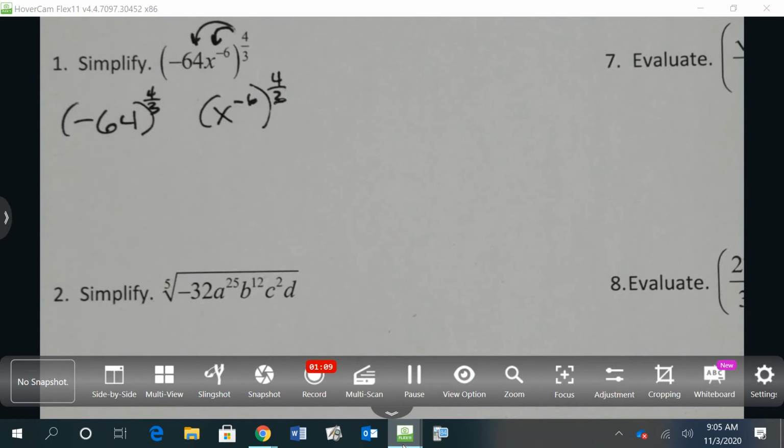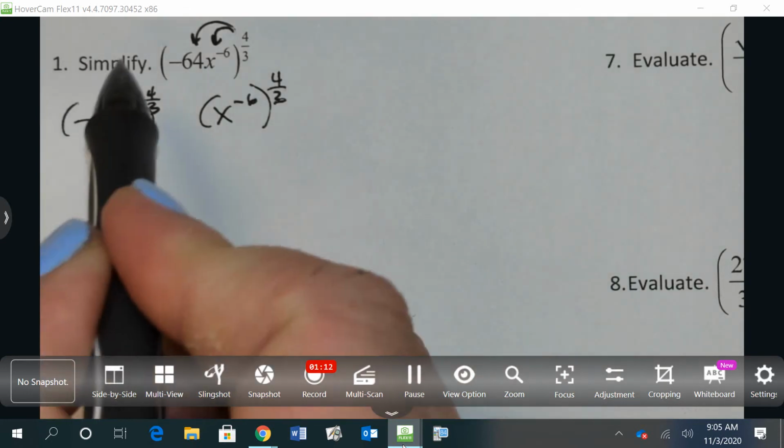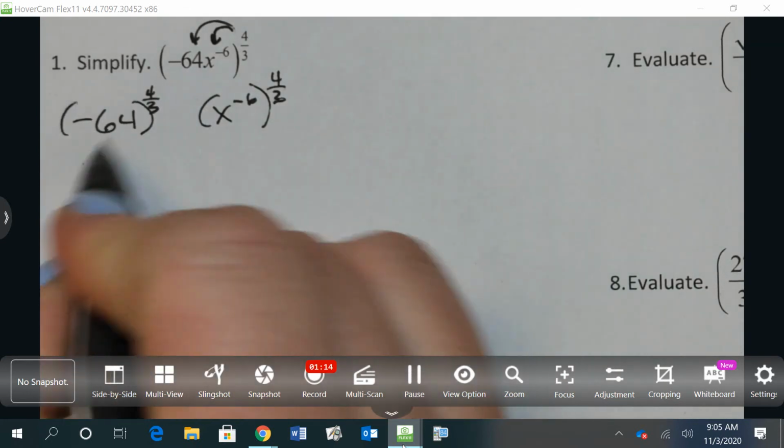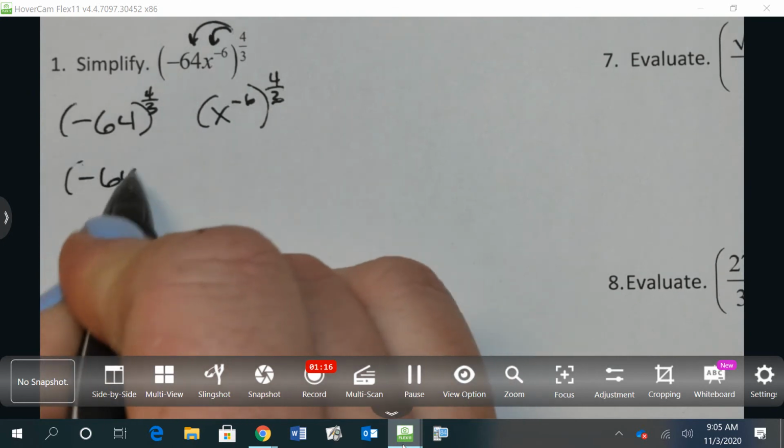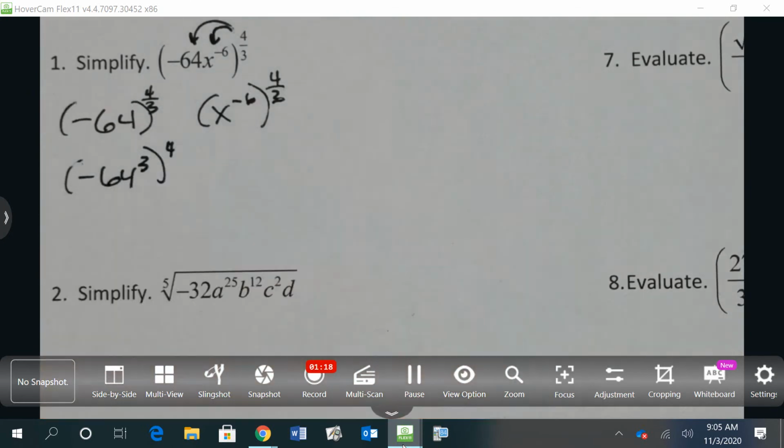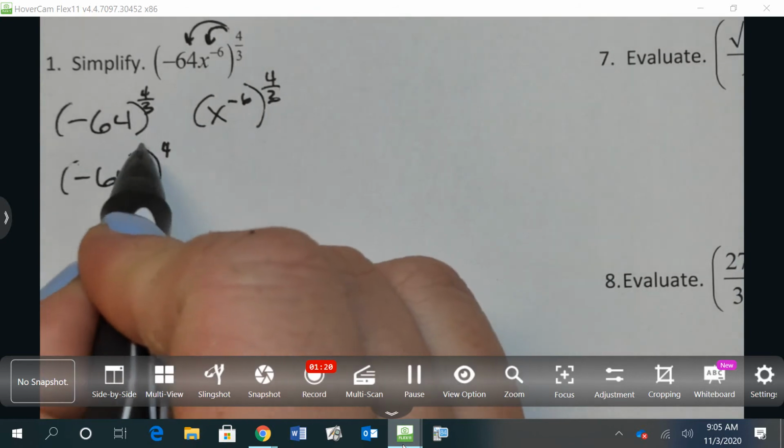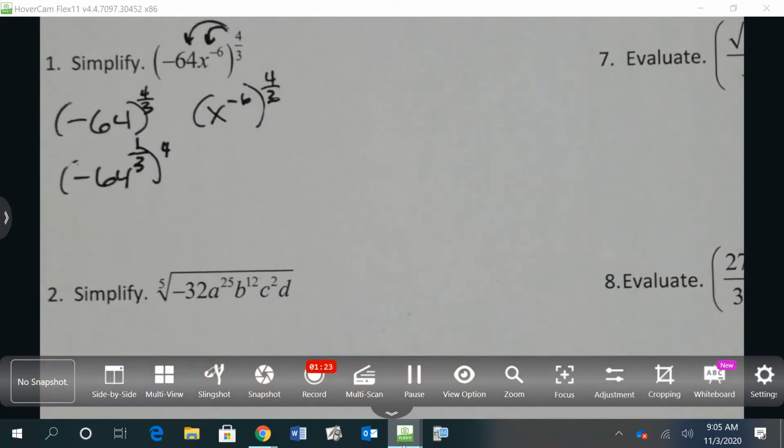And I'm going to start with the negative 64. It doesn't matter which side you start with, but I'm going to start over here. So to do this, I first am going to apply the bottom number. And remember, a common mistake is to write it like this. As we've talked about last week, we're going to put a 1 over that nth root.